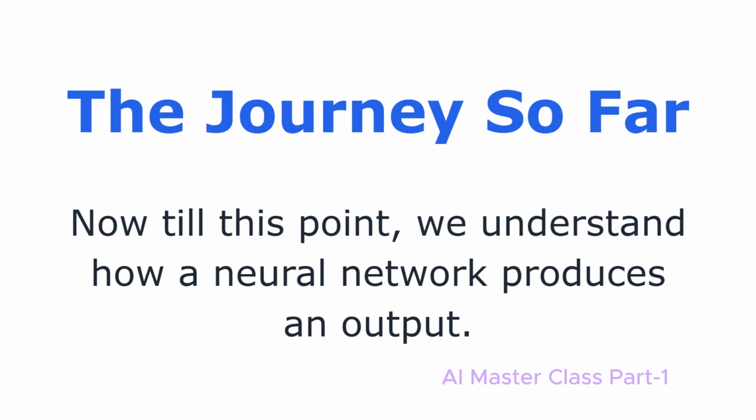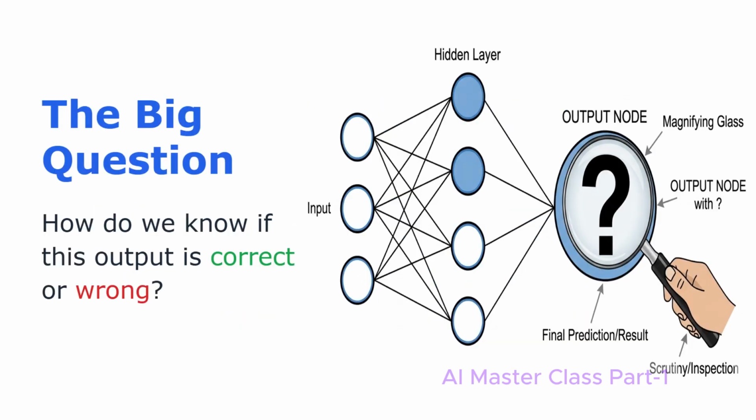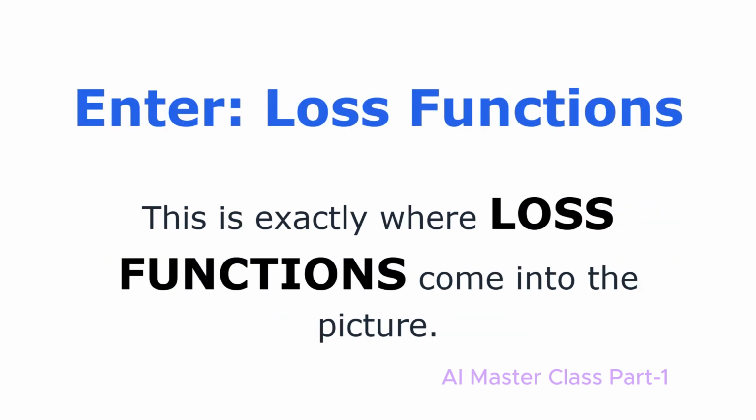Now till this point, we understand how a neural network produces an output. We pass inputs, apply weights, add bias, apply activation functions, and finally get some output. But here comes a very important question. How do we know if this output is correct or wrong? Because without knowing that, the model has no idea whether it is doing a good job or a terrible one. And this is exactly where loss functions come into the picture.